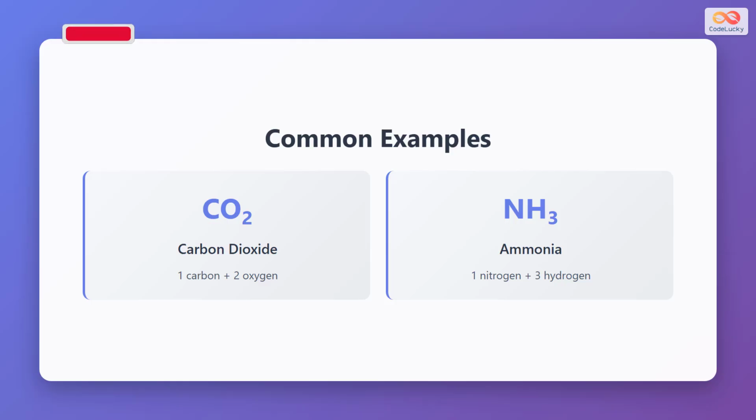Here are 2 more common examples. Carbon dioxide has the formula CO₂, which means 1 carbon atom bonded to 2 oxygen atoms. Ammonia has the formula NH₃, containing 1 nitrogen atom and 3 hydrogen atoms. Notice how the subscript numbers tell you the exact count of each type of atom in the molecule.